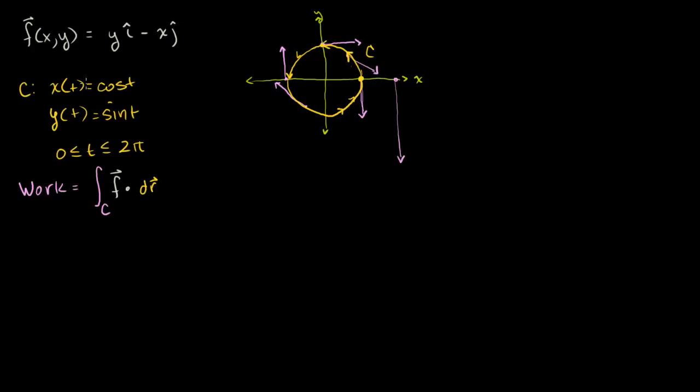This is just a standard parameterization, but if I wanted to write it as a vector function of t, we would write that r of t is equal to x of t, which is cosine of t, times i, plus y of t times j, which is just sine of t times j. And likewise, this is for 0 less than or equal to t, which is less than or equal to 2 pi. This and this are equivalent.